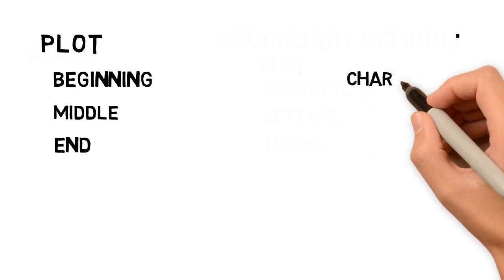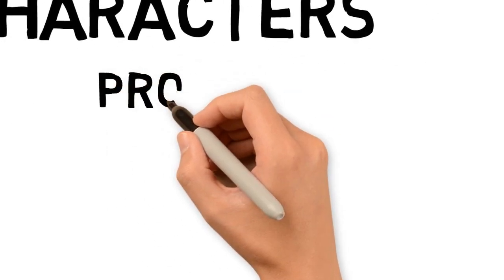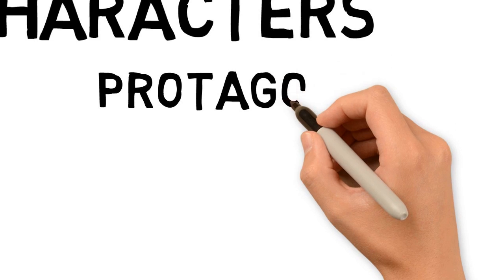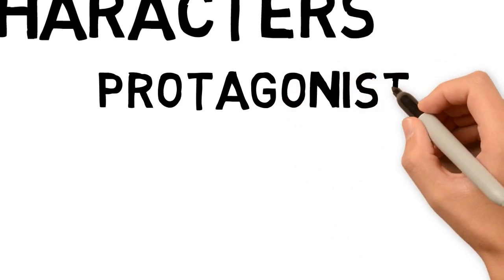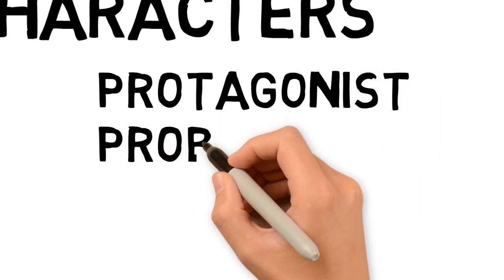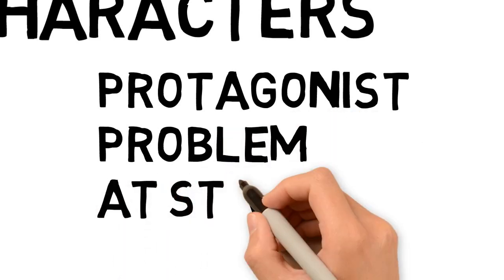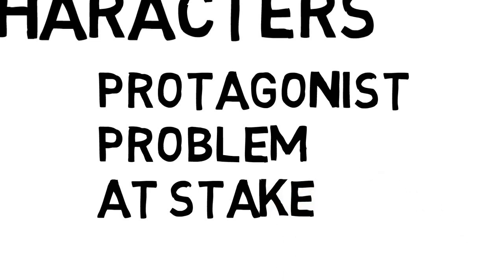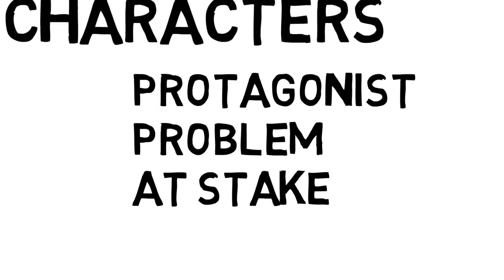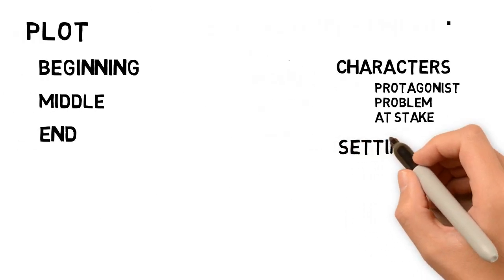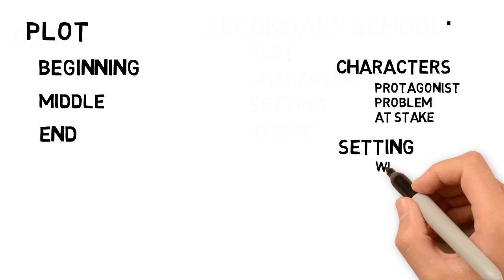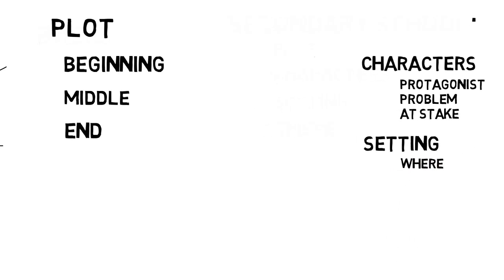The next thing to talk about are characters. You'll want more than one character so that there's interaction, but we'll focus here on the protagonist, your main character. It's important that you know what your protagonist's problem is at the beginning of the story, what they're trying to do, what is at stake if they don't solve that problem, and what is at stake if they do solve that problem. What will happen to them if they solve the problem? Setting is where things take place, and I'm not going to say any more about that today.